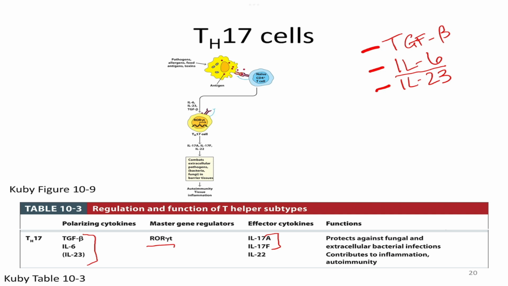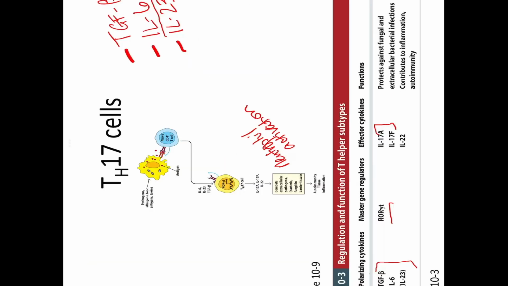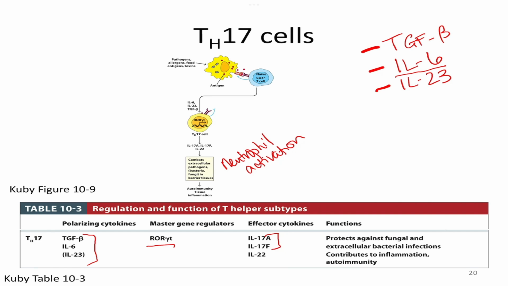And we have learned that the Th17 cells particularly are really important for activating neutrophils, often in barrier tissues. And they're really important for kind of protection against fungal and extracellular bacterial infections. So our Th17 cells are big for neutrophil activation. They also can contribute to a number of different disease states in terms of autoimmune and inflammatory diseases.